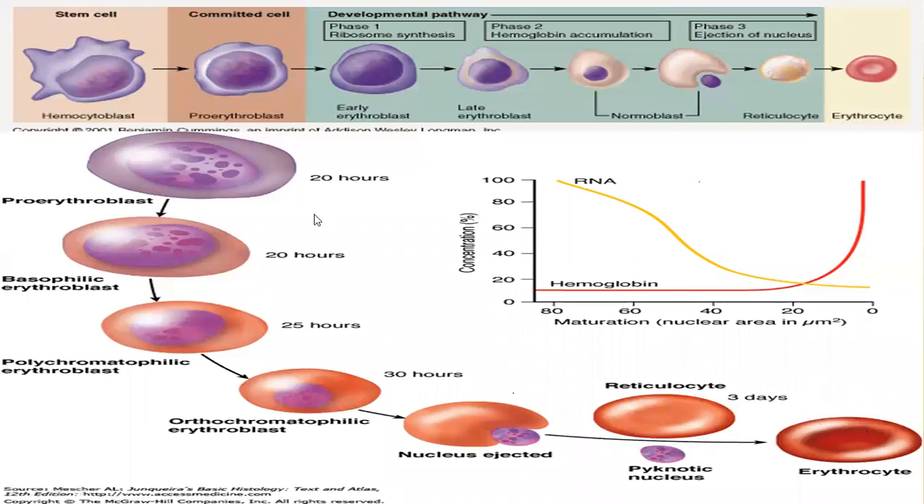So this entire process can take about 3 to 5 days. So the process of red blood cell production can take approximately 7 days from the pro-erythroblast to becoming erythrocytes. So it will take about 7 days. So you need to know that as well, because at each stage, it will spend some time.